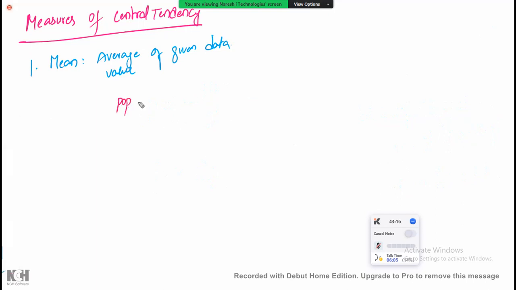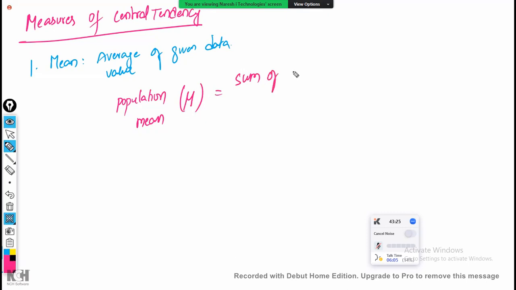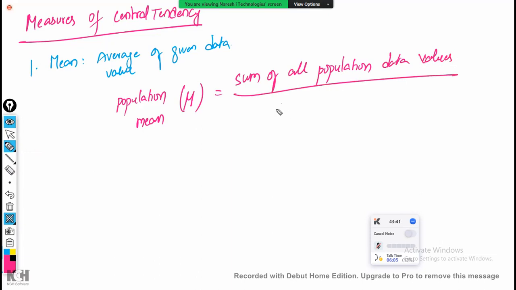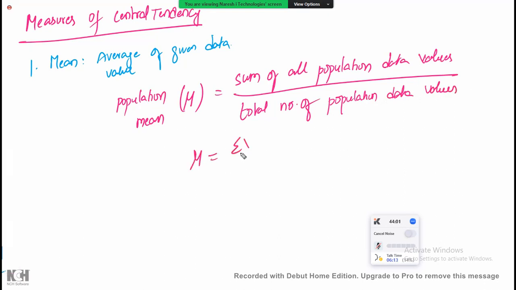Population mean, which is equal to mu, is equal to the sum of all population data points, whatever the population data values, data points meaning data values. Sum of all the population data values divided by the total number of population data values, which is nothing but mu is sigma x divided by n.